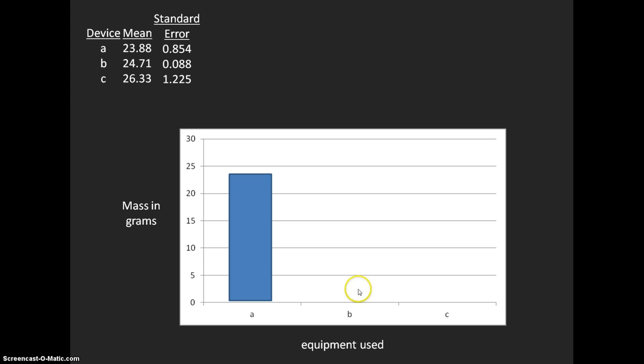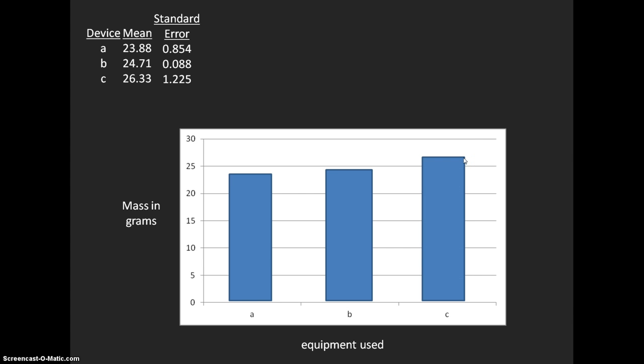We would do the same thing for devices B and C. So in this case, 24.71 would give us a line right around here. Connect that down. And then for C, 26.33, so it would give us a line right around here. And we would connect that down. So that would give us our bars, which are our means.